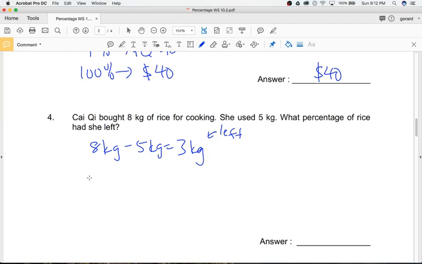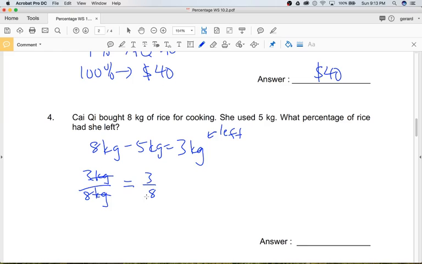Now remember, when we're working with fractions, we're actually taking 3 kg over 8 kg, because this is what we want to know, how much she had left. Now you notice when you write fractions like this, even the units you've got to cancel off, not only the numbers. So it's just basically 3 over 8. Now we want to convert the base into 100. It's going to be very difficult.